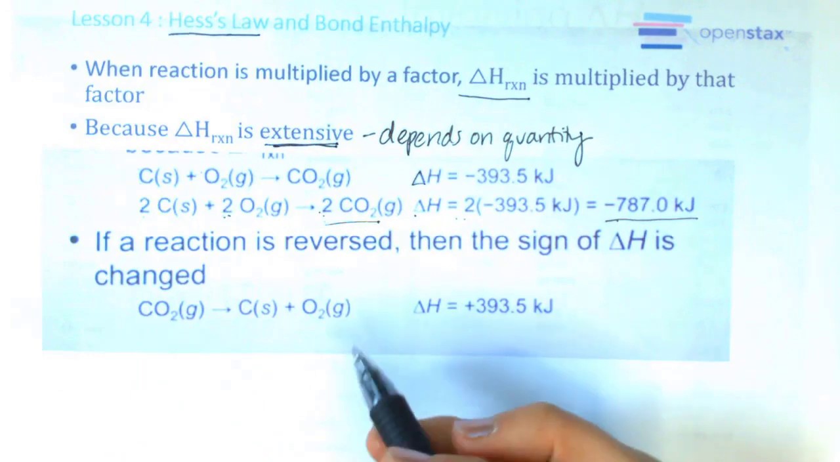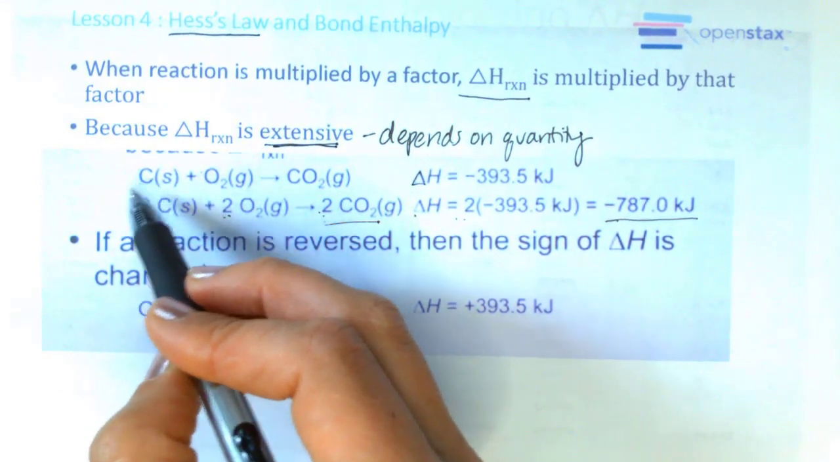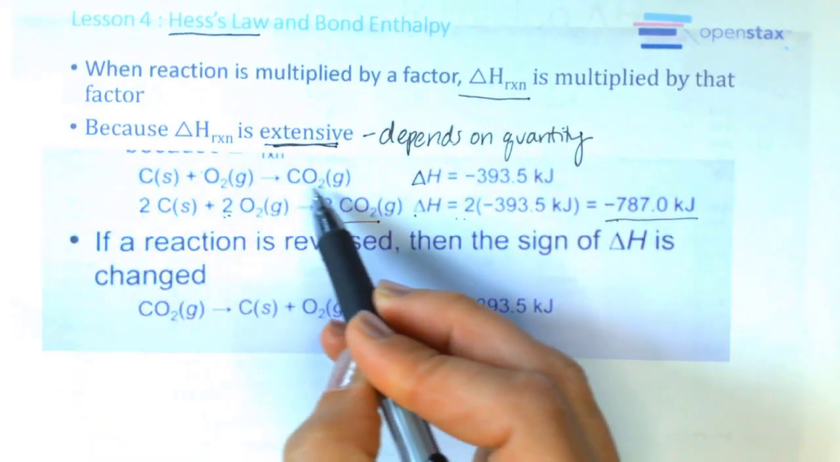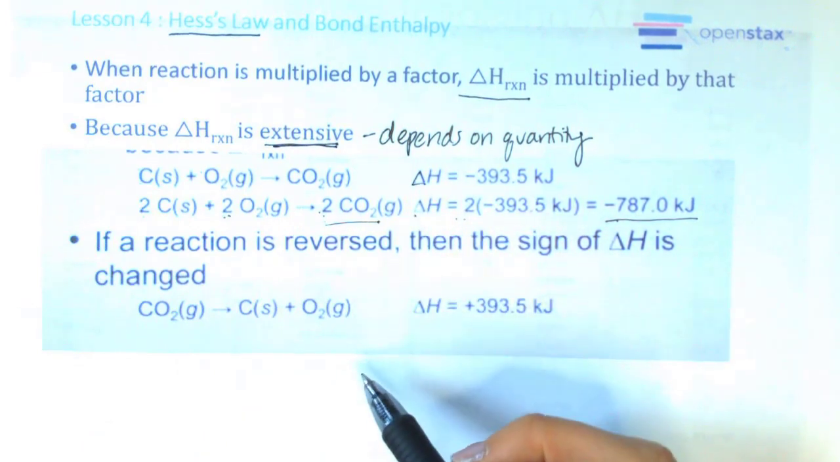It could be by 3. If I said half of this oxygen, half of everything, I would take half of my delta H.